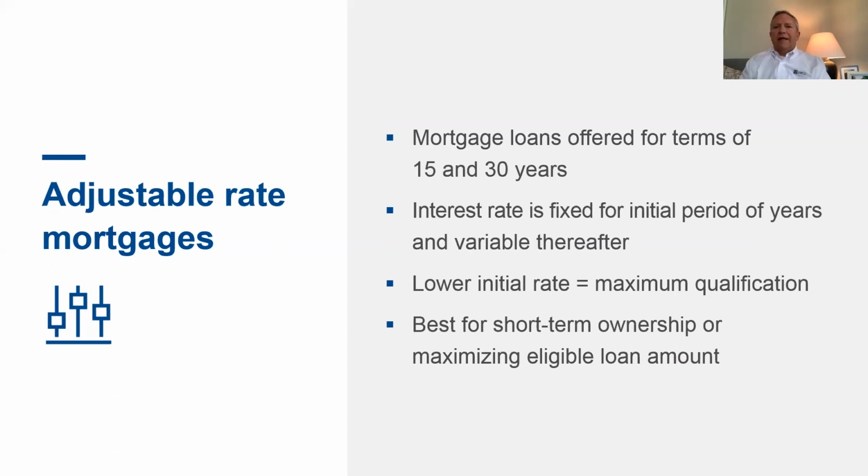These are also called an ARM, which is an adjustable rate mortgage. These are 15 or 30-year loans. But instead of having your interest rate fixed for the entire 15 or 30 years, your interest rate would be fixed for an initial period, say the first 5 years or 7 years or 10 years. The benefit to the adjustable rate mortgage, or the ARM, is that for that initial fixed period, your interest rate is going to be lower than on the fixed rate mortgage.